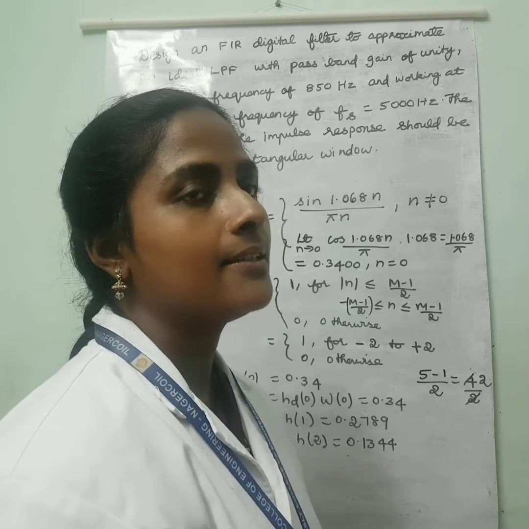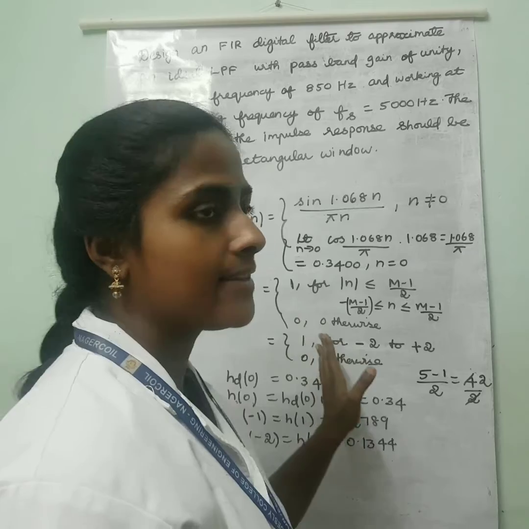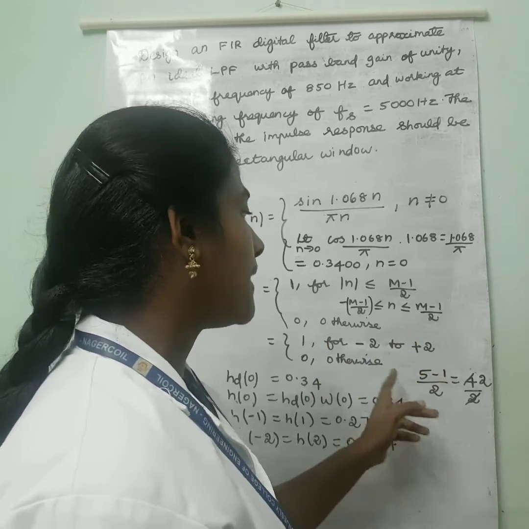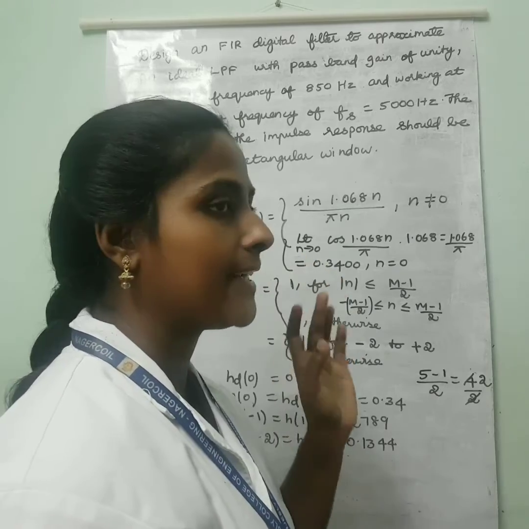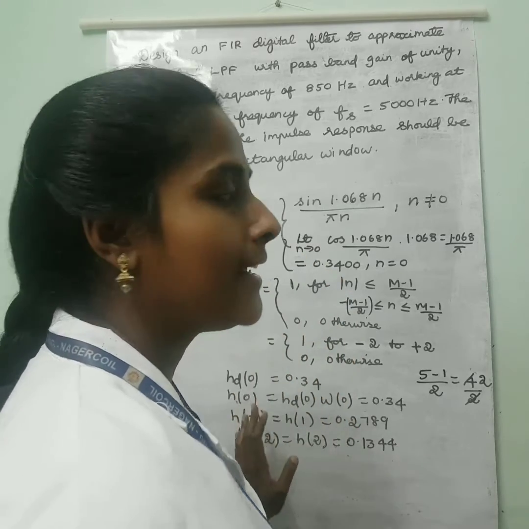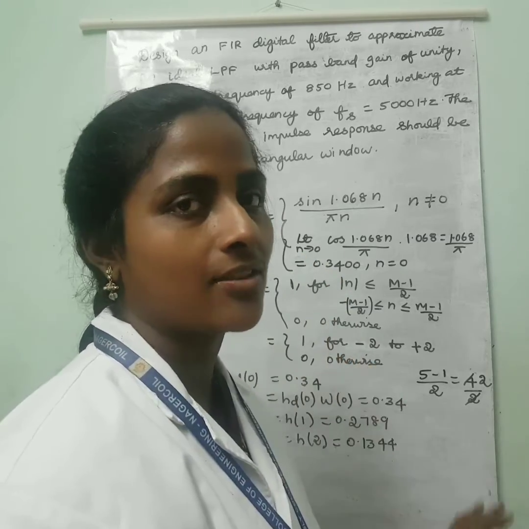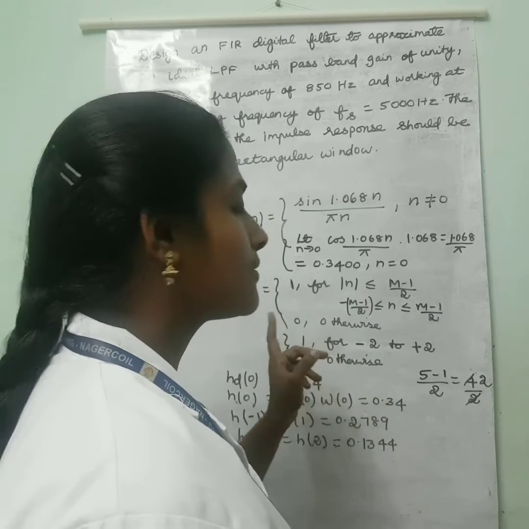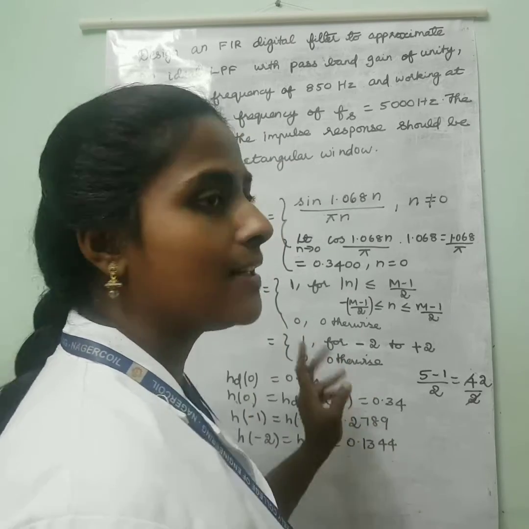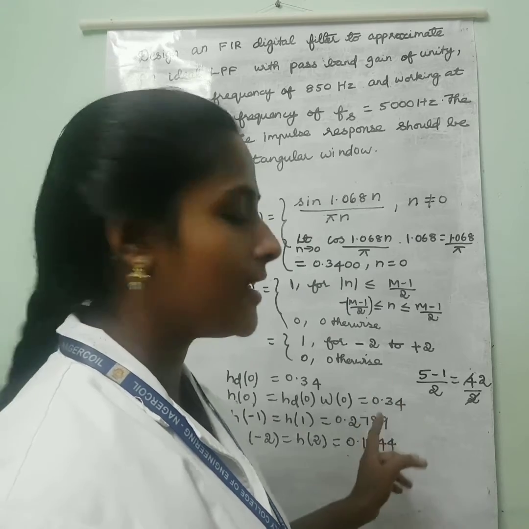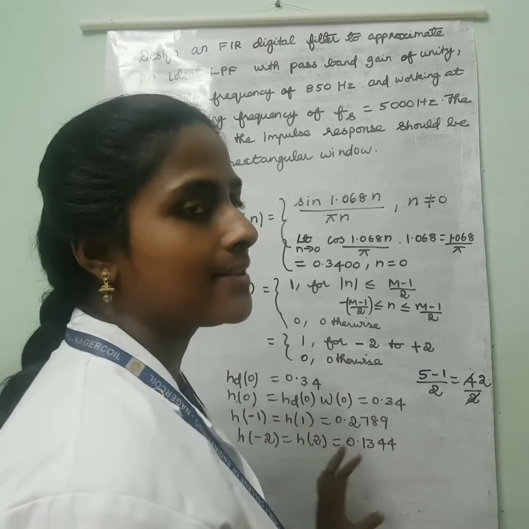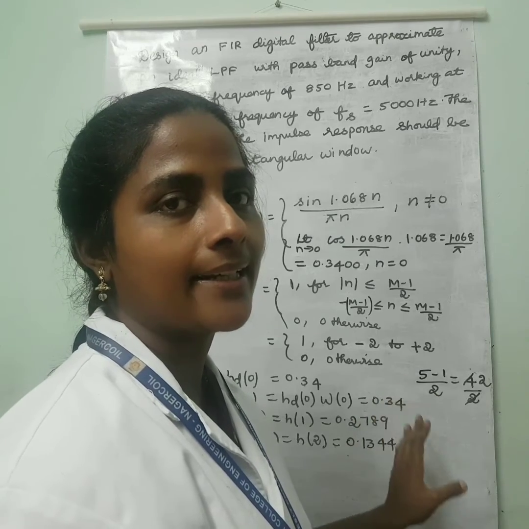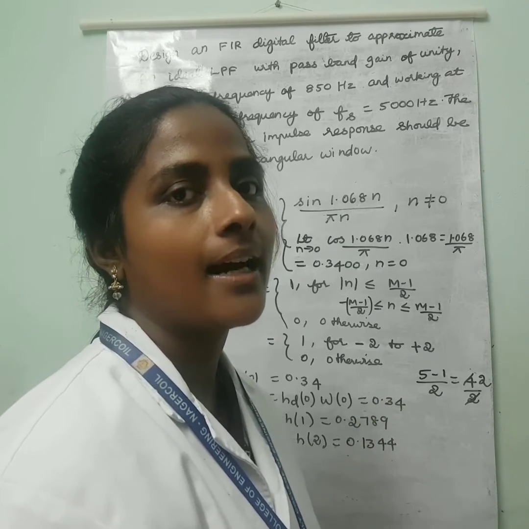Here w of n is always equal to 1 for the limit from minus 2 to plus 2. So you don't need to compute anything extra; you can simply find hd of n and put that as h of n because w is 1. So 1 into this value gives the same value. 1 into 0.34 is 0.34 only. That value you can simply write as h of 0, h of 1, h of 2.